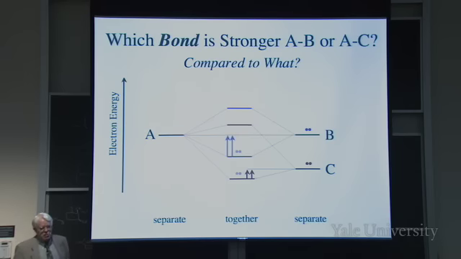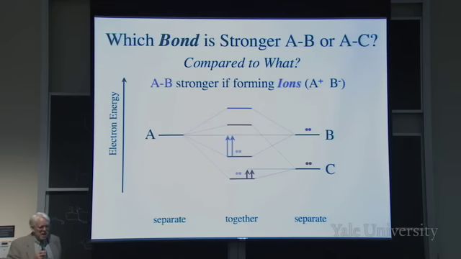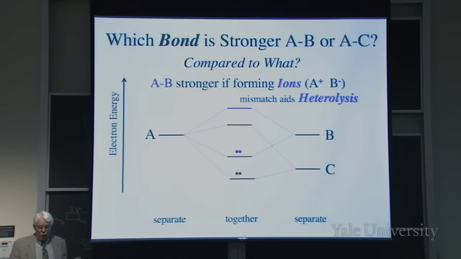Which one would be easier to break? Which requires less energy? Red or blue? Red requires less energy. Okay, so AB is stronger if you're forming A plus B minus, if both the electrons are going the same way, right? So mismatch aids heterolysis. Heterolysis, uneven breaking, is to put them both on the same side rather than one on each side. That's called homolysis, as you'll see in a second. So if you put them both on one side, then it's easier to break if they're mismatched. The bond is stronger if they're well matched, okay?